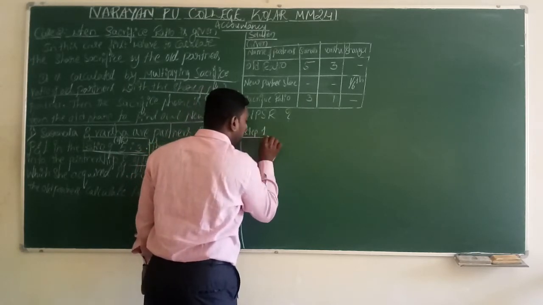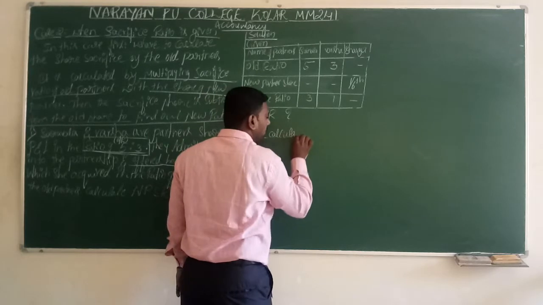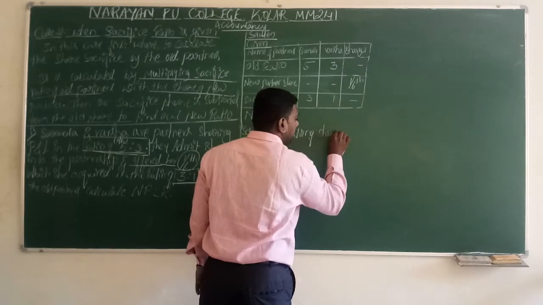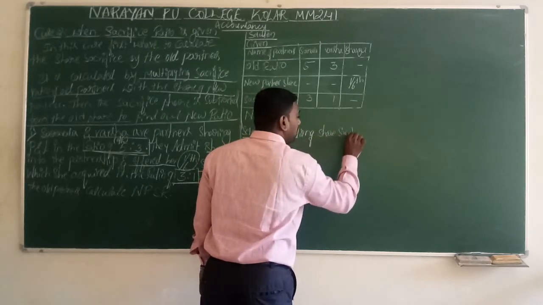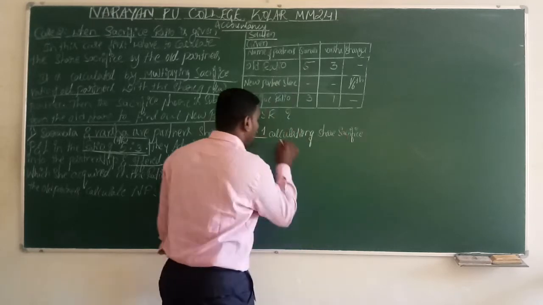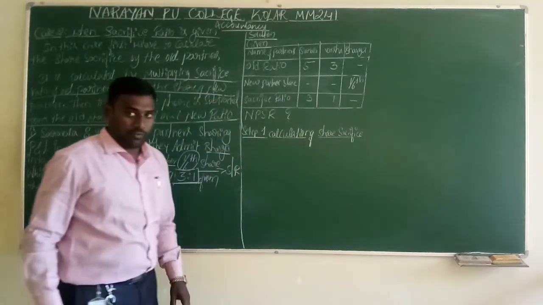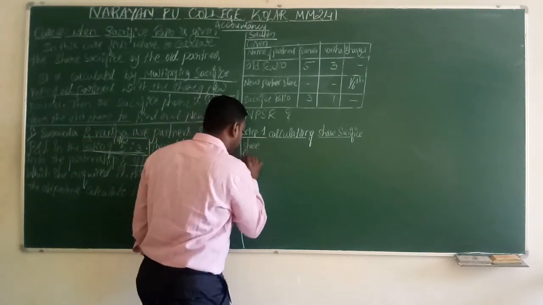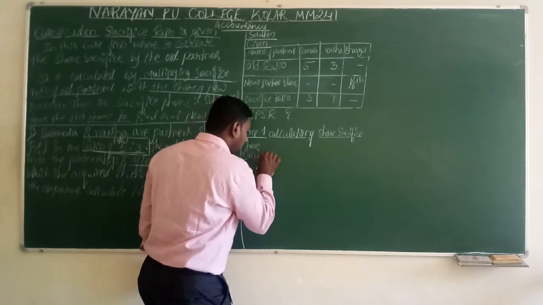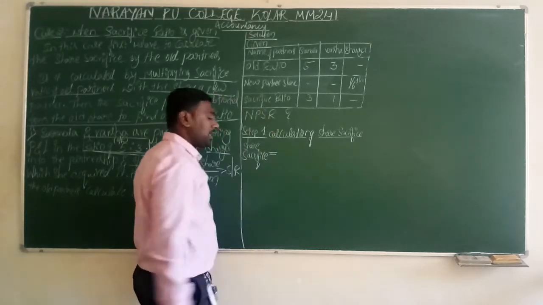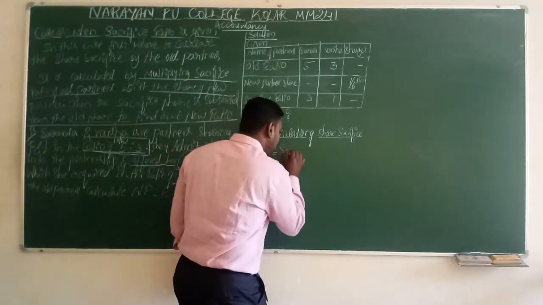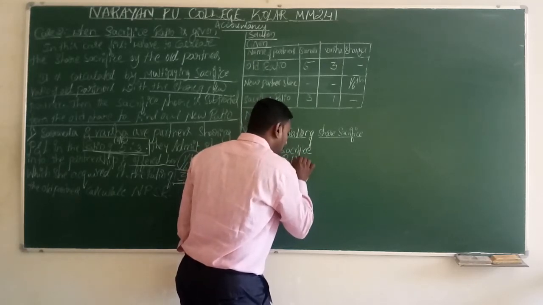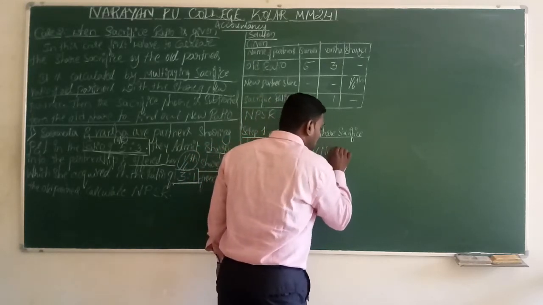Step 1: Calculation of share sacrifice. It is step number 1. How to calculate share sacrifice? Share sacrifice is equal to sacrifice ratio into new partner share.